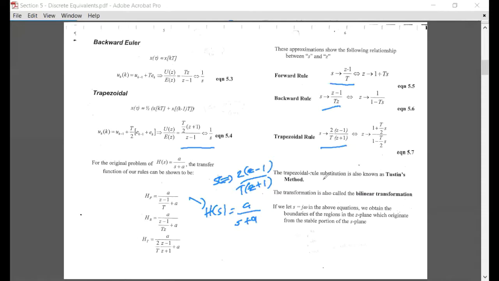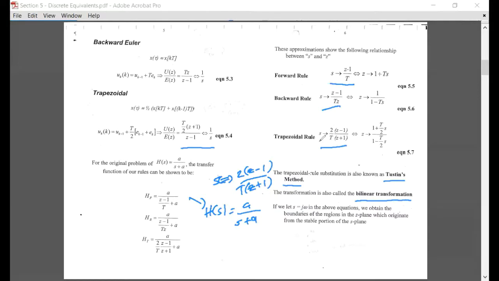Now the trapezoidal rule substitution is also known as Tustin's method, and the transformation is called bilinear transformation. So using a trapezoid, as we have seen, we can approximate the area under the curve quite accurately. And so this is one of the widely used methods, the trapezoidal rule. So this is known as Tustin's method.